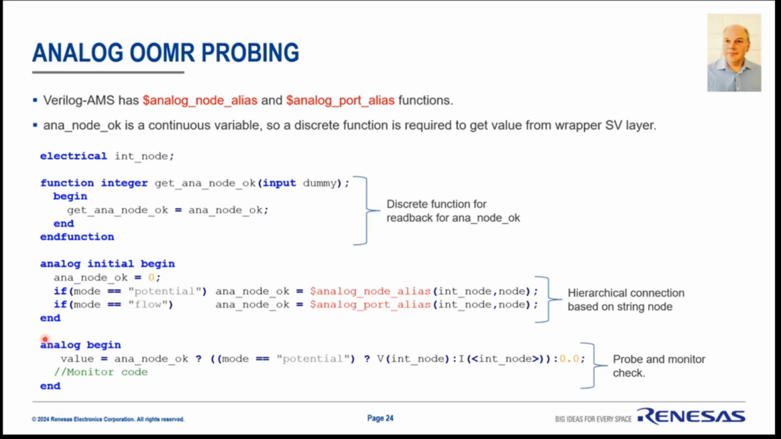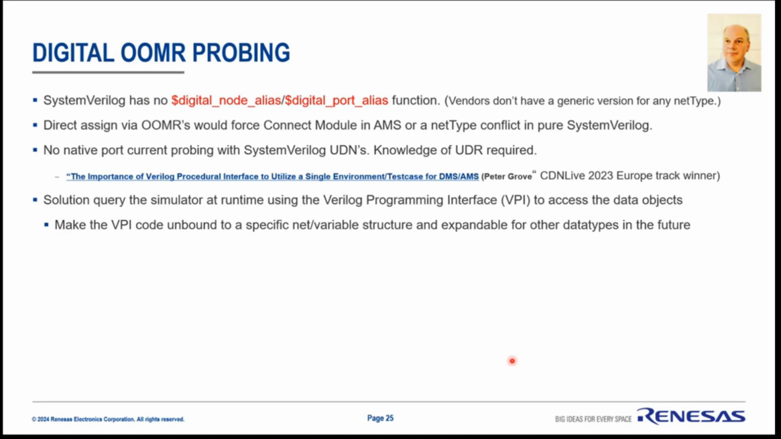Then once you start the transient sim, this analog begin and end allows us to have some monitor code that runs all the time, and you can optimize it by knowing if anode OK is 1 or 0. You could then turn the monitor on and off so that your analog begin and end is not executing code that it doesn't need to. And again, depending on whether the mode is potential or current, you can use the different access functions to access either the voltage or the current. So that's sort of what we put in the VAMS view.